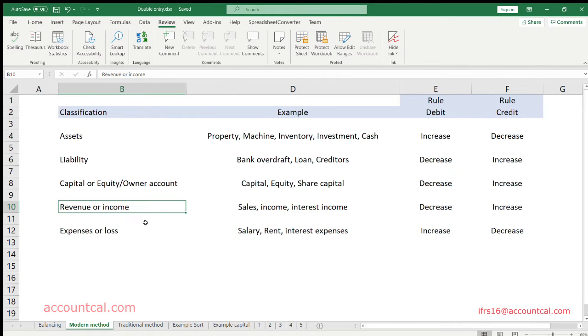For revenue or income, when it decreases, you debit it. When it increases, you credit it. For expense or losses, when it increases, you debit it. And when it decreases, you credit it. So this is as per the modern method.